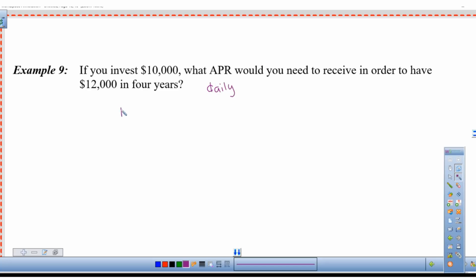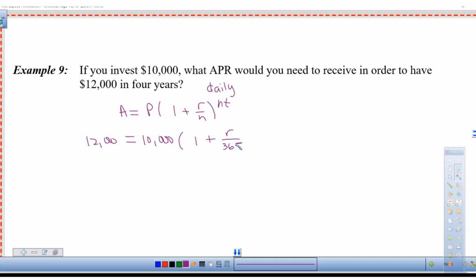Okay? So you have the new amount is P times 1 plus R divided by N, raised to the NT. You have $10,000. That's your principal. You want to turn it into $12,000. Then you have 1 plus, the APR is what they need. That's your R. Daily, your N is 365, raised to the 365 times the time, which is 4. Okay? So this is just going to be such a mess.